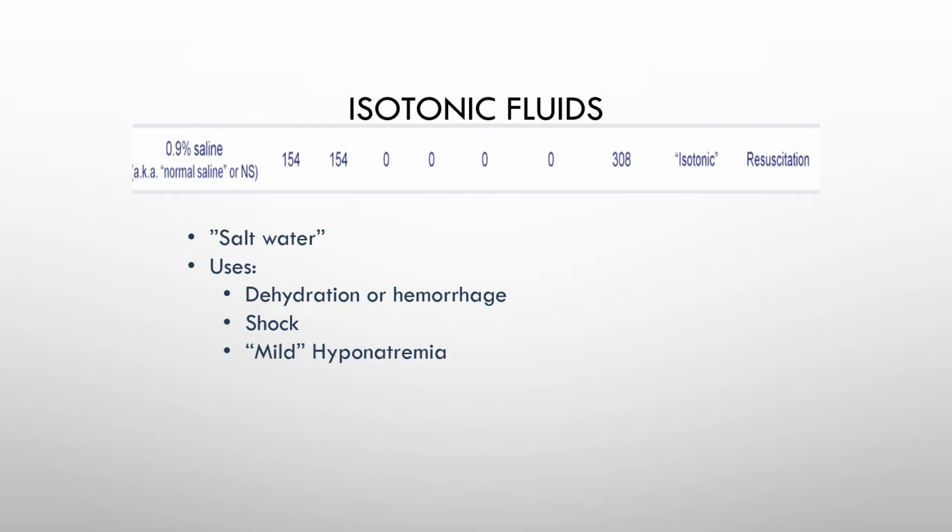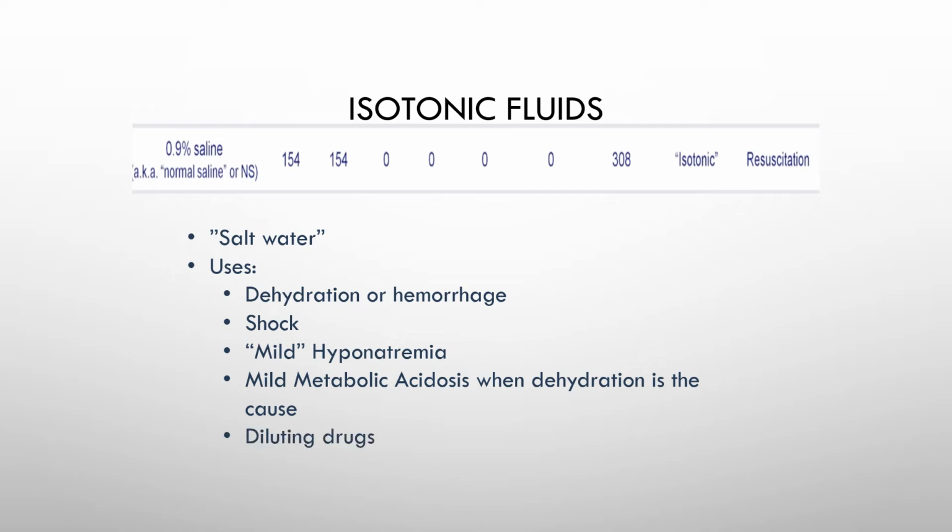It's also used in mild hyponatremia. So remember, if you are hyponatremic, you are likely hypotonic. Therefore, normal saline will be hypertonic to the patient's plasma, so you will gently increase the sodium level. It's also used in metabolic acidosis, as most patients with metabolic acidosis are dehydrated. It's also used for diluting drugs or toxins.